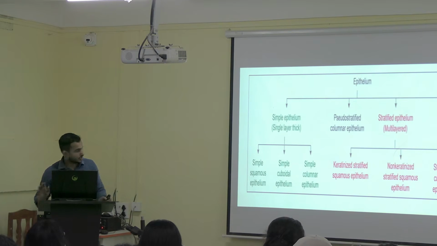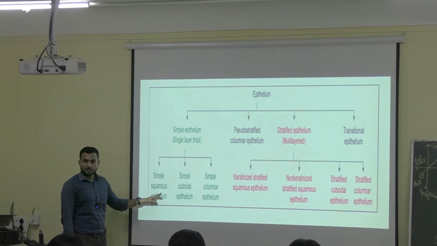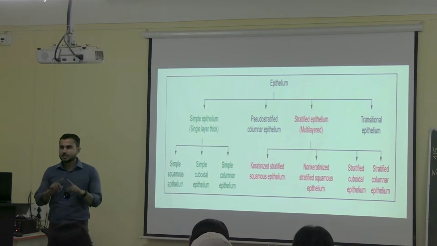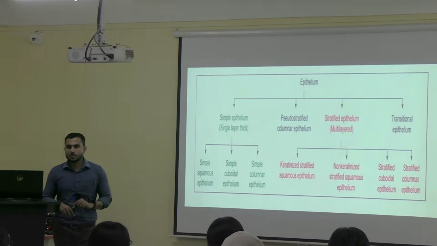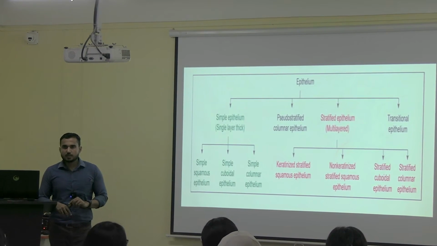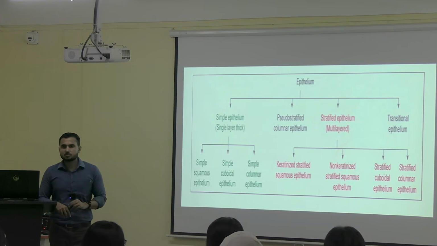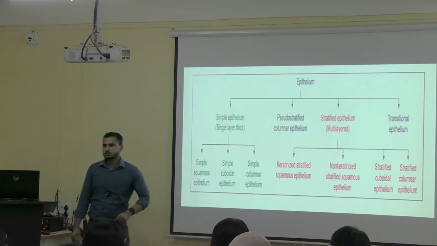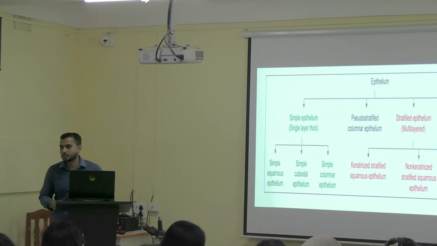What exactly do you have to study? For example, first we will see the simple squamous epithelium. In simple squamous epithelium, what you have to know, first of all, is what is the shape of the cell? What is the position of the nucleus? Then what is the function and what is the location? The same thing will be repeated for each and every type. These are the points you must know about each and every epithelial tissue.